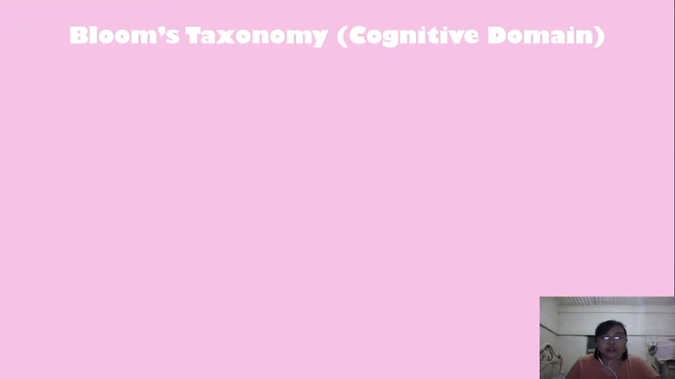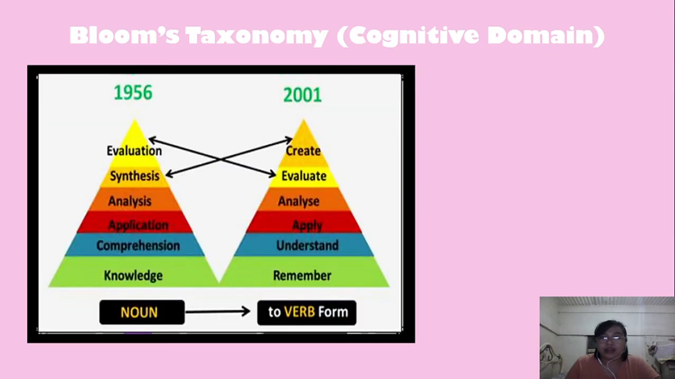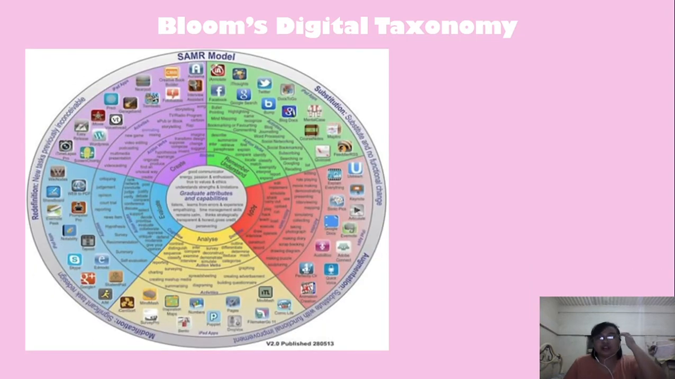For Bloom's taxonomy and the cognitive domain, I have here the representation of his model. The 1956 framework for categorizing educational goals or objectives was revised by Lorin Anderson with other collaborators, published in 2001. From the noun form, they changed it to verb form. According to Shank 2013, the main reason for revising Bloom's taxonomy was the incorporation of new methods of instruction and learning.